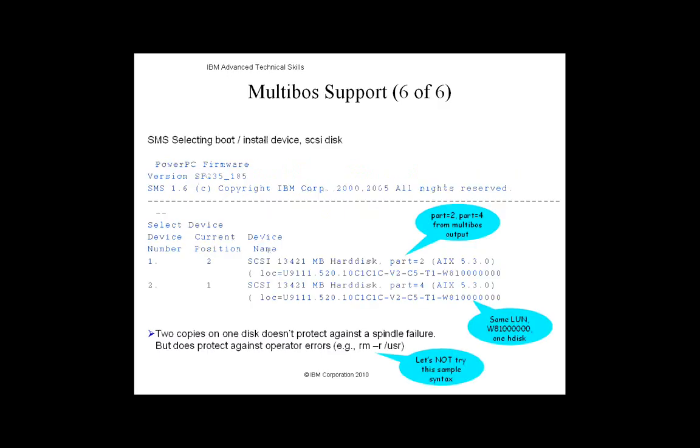Now, 2 copies on one disk doesn't protect you from spindle failure, but maybe it's a SAN LUN. It's protected in storage. It might protect from an operator mistake, but we don't have to try that sample syntax and verify it. I'm not encouraging that.